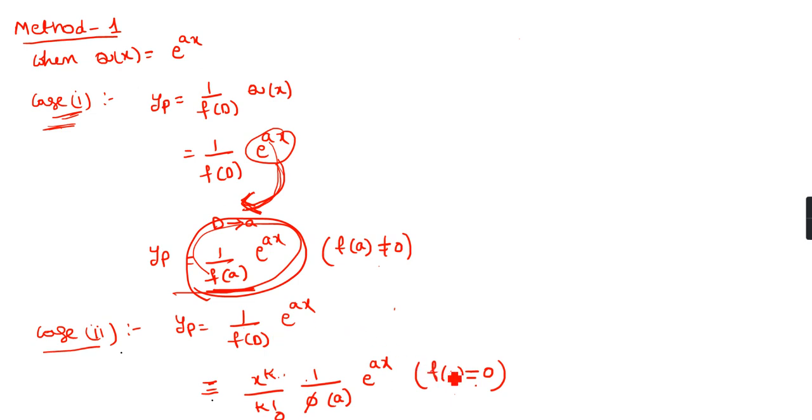If f of a equals 0, then you have to write it in this form, which is x power k by k factorial into 1 by phi of a into e power ax. This is the solution when f of a equals 0.